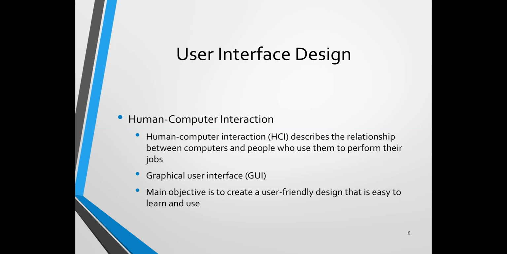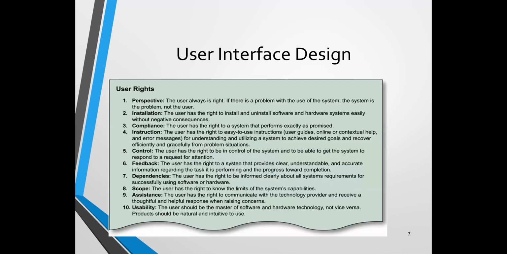When we talk about user interface design, we are always concerned about the rights of the users when they have to use that screen or part of the information system. These are the users' rights. The first one, in terms of perspective: when users use the system, you have to make them think that the user is always right. If there is a problem with the use of the system, the system is the problem, not the users. This is the perspective of the users.